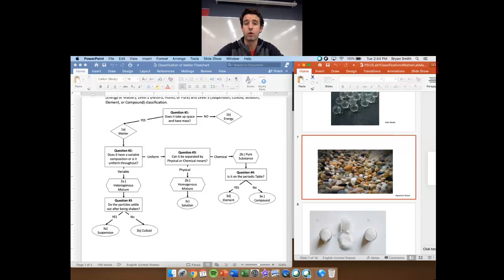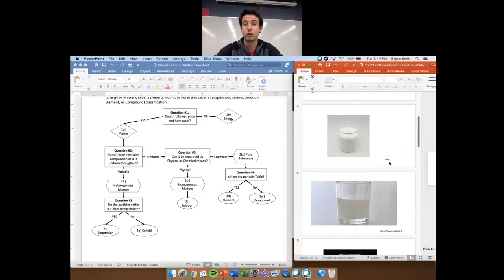Let's say you said uniform, which you might have said for glue. The next question you're going to ask is, can it be separated physically or chemically? Ways to separate things physically would be to filter it, either with a coffee filter or even a Brita filter. You might boil it and it might separate that way. Or if you heat it up or cool it down, it might separate that way. Chemical means would mean you'd have to do some sort of reaction to separate the particles. If you can only separate it via chemical means, this means you're dealing with a pure substance.